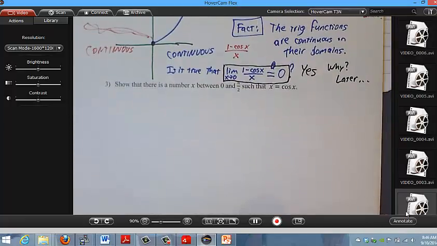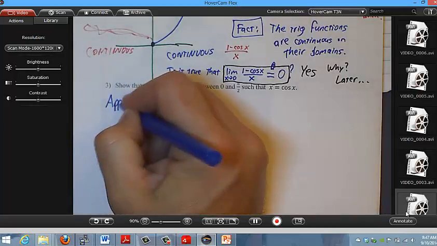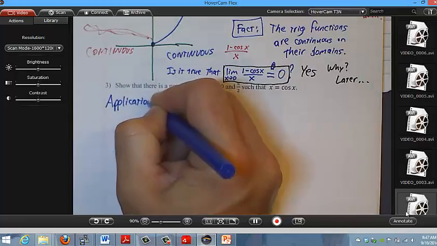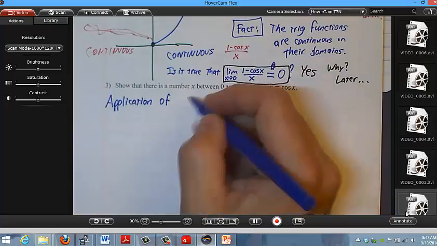Last problem, problem 3. Show there is a number x between 0 and pi over 2 such that x is the same as cosine of x. Does this problem seem kind of random? Well, it might. If you read, there's other examples like this. We're going to use a theorem from the reading. This is an application of, does everyone remember the name of the theorem that seemed kind of big in this section? IVT. Sometimes they just call it IVT.